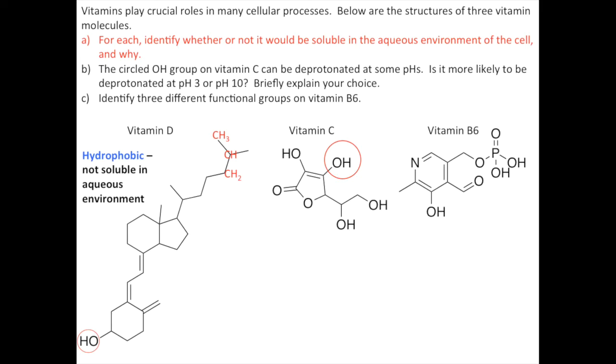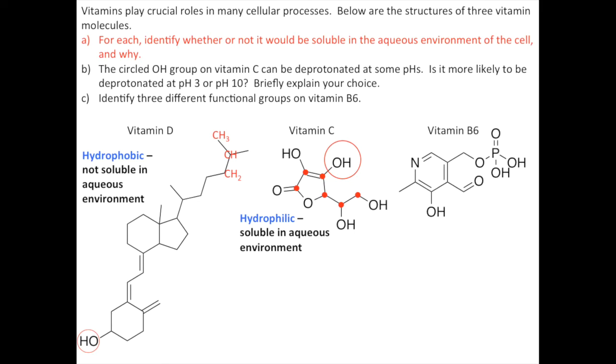Let's contrast that with vitamin C, shown here. These red dots indicate carbons that are participating in polar bonds because they are attached to oxygens, which are electronegative enough to make polar bonds with carbon and hydrogen. There are many polar functional groups in this molecule, so it is hydrophilic. It would be very soluble in the aqueous environment of a cell.